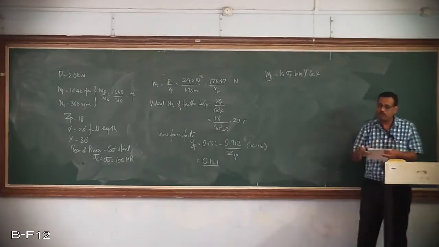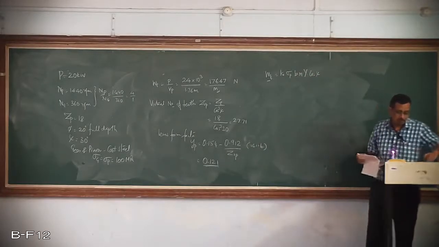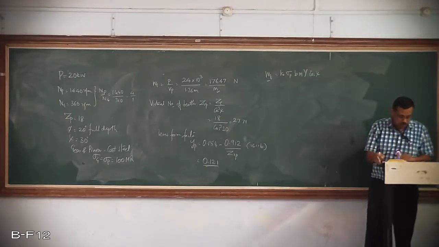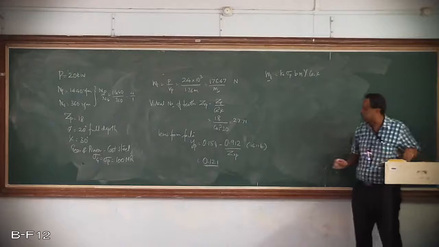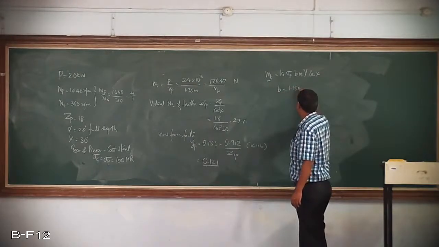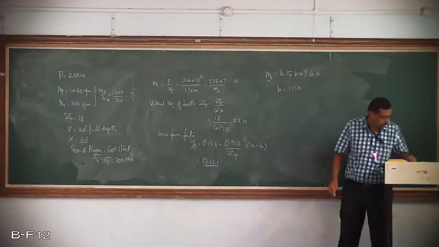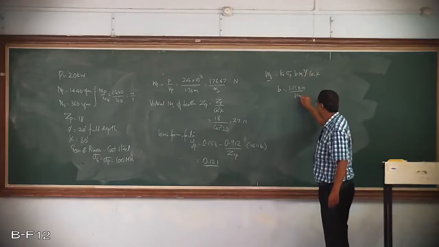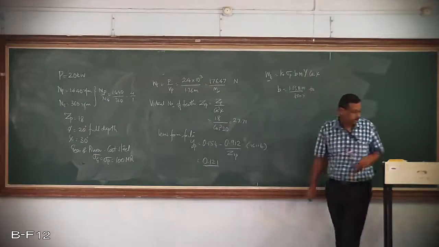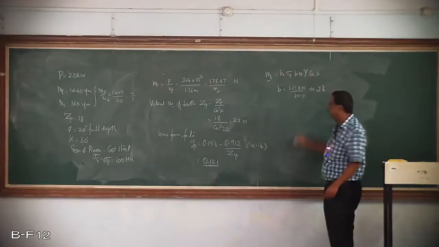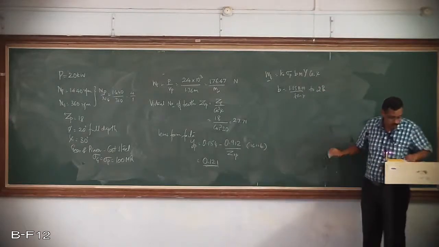In the previous problem, the face width was given in terms of the module. Now the face width is not given, therefore we can assume the value of face width using equation number 16.26. It is given as 1.15 pi times m divided by tan of phi 2, which is 2 times px, where px is from equation number 16.26.